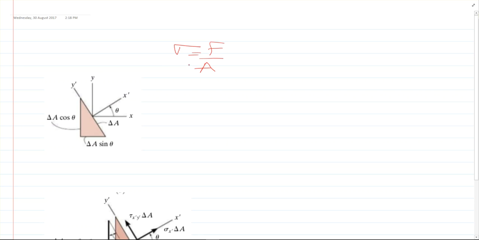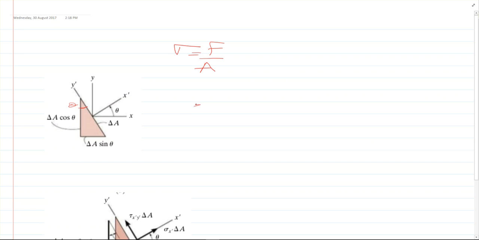So let's first transform our areas into the different angles. Let's assume the inclined plane at angle theta has area delta A, which is a small value of A. Which means if this is theta, then this side, which is the vertical side, is delta A cos theta, and the horizontal side is delta A sine theta. Okay, now what we want to do is force equilibrium.